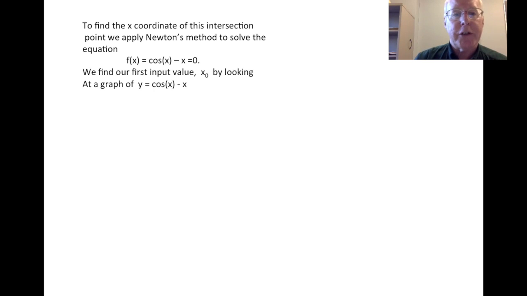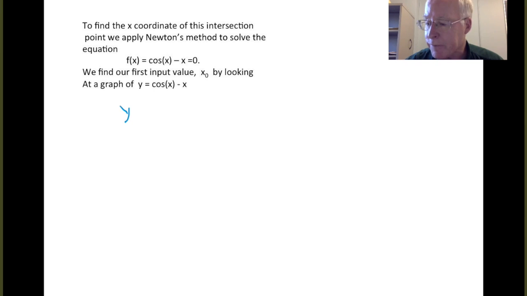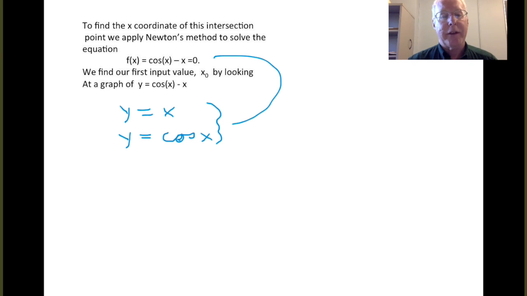So the x-coordinate of this intersection point can be found by applying Newton's method to the equation f of x equals cosine x minus x. So the rationale here is we're trying to solve y equals x and find out an x value where also y equals cosine x. So we're trying to solve these two equations simultaneously. So we equate the y values to give us that equation. And if we can find a value x that does that, then we will have our x for which these two quantities are equal.